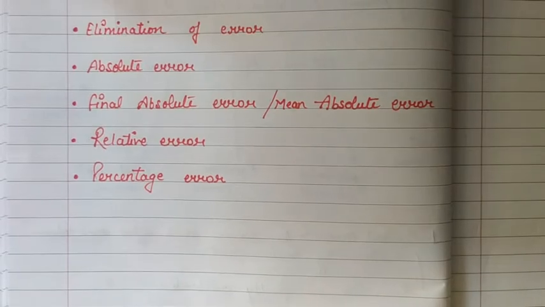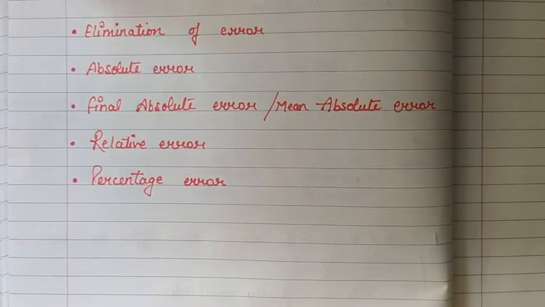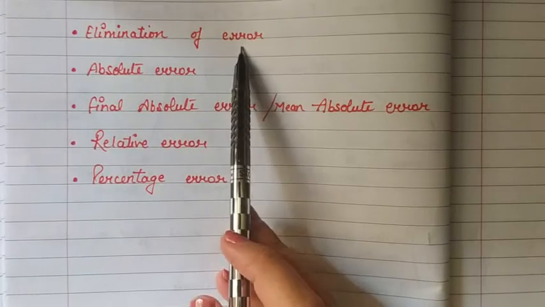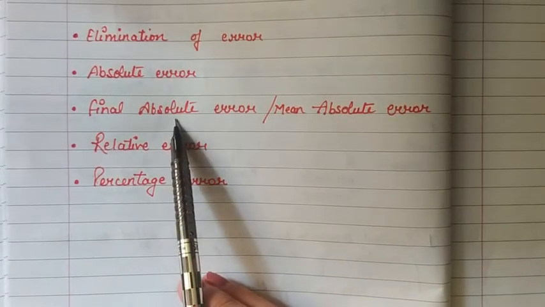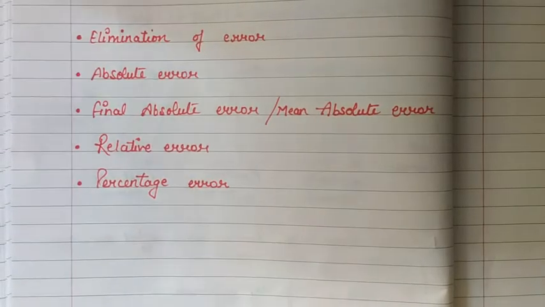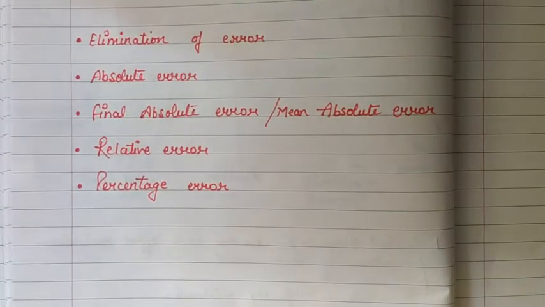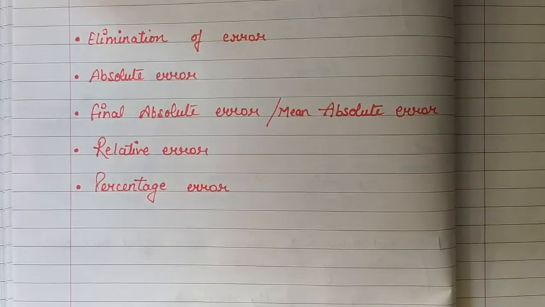Hello students, in this video we are going to discuss elimination of error. After that we will be discussing absolute error, then final absolute error or mean absolute error, after that relative error, and then percentage error. So let's start with the first one, that is about elimination of errors.